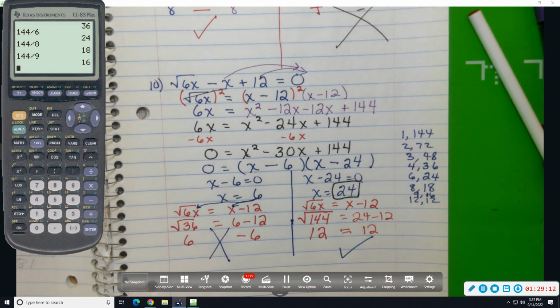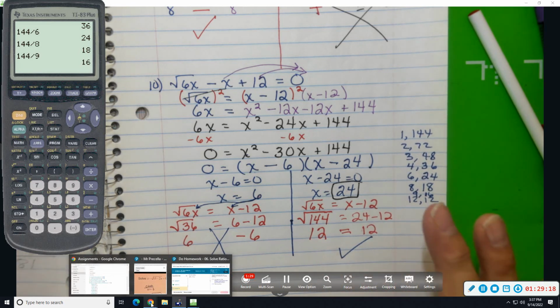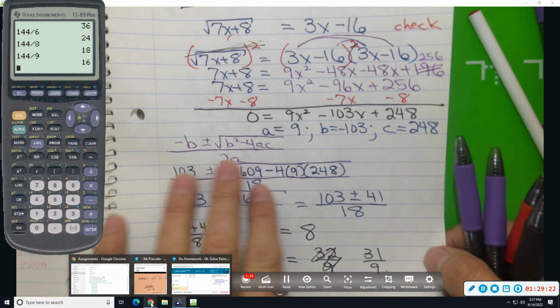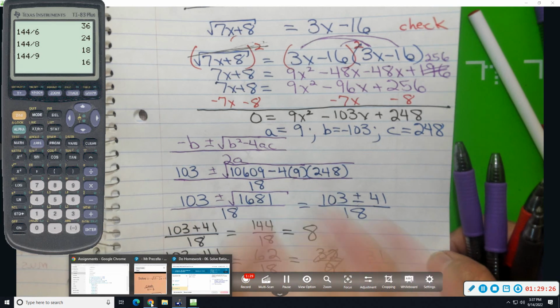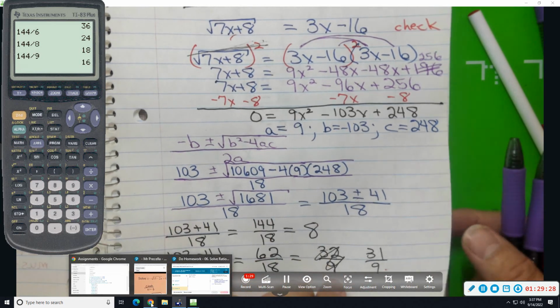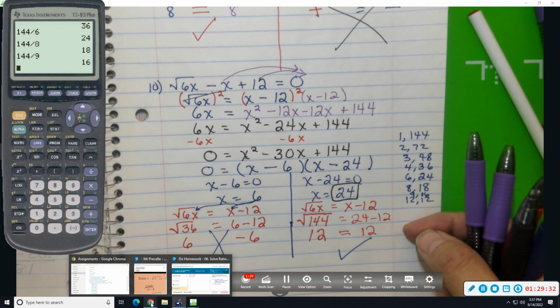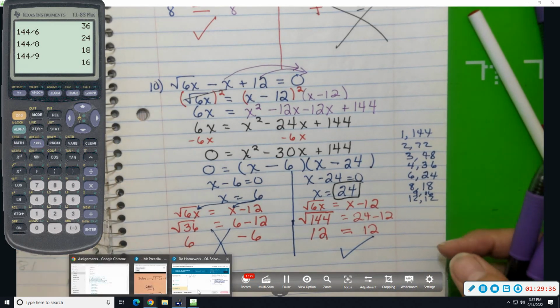24? 24 checks. 6 does not. If you didn't like doing factoring on that one, it works out cleaner than this one using the quadratic formula. And that's up to you, how you want to go about solving it. General rule of thumb, if the numbers are real large, I use the quadratic formula. And here 144 isn't that large.